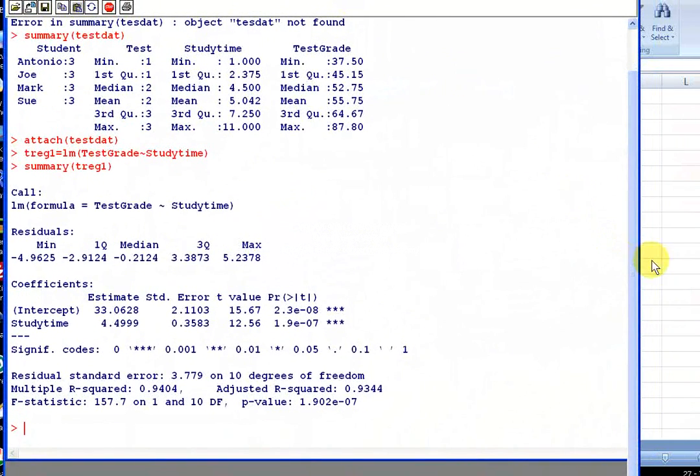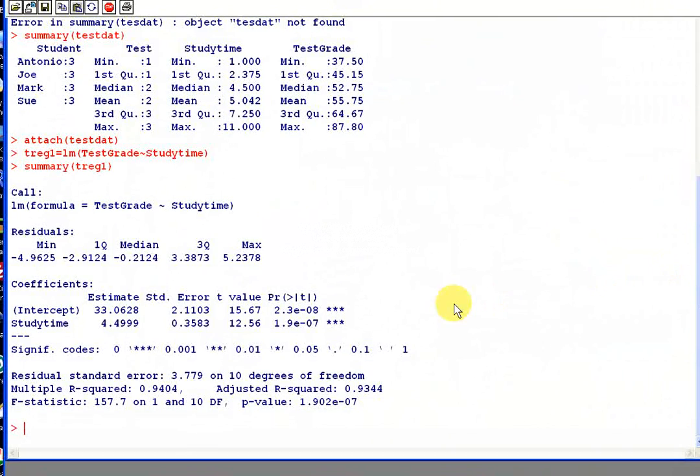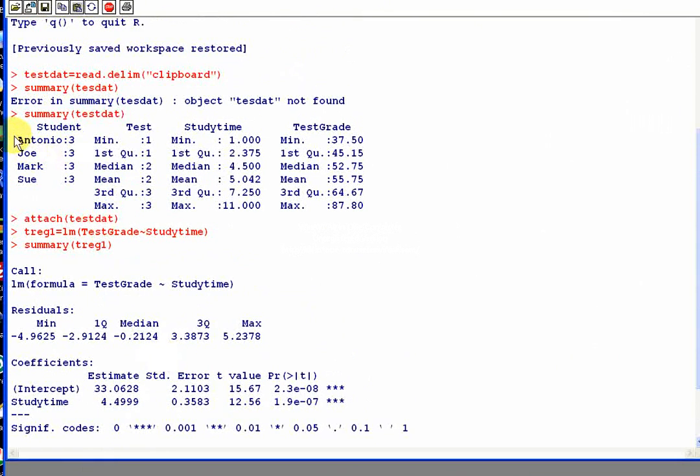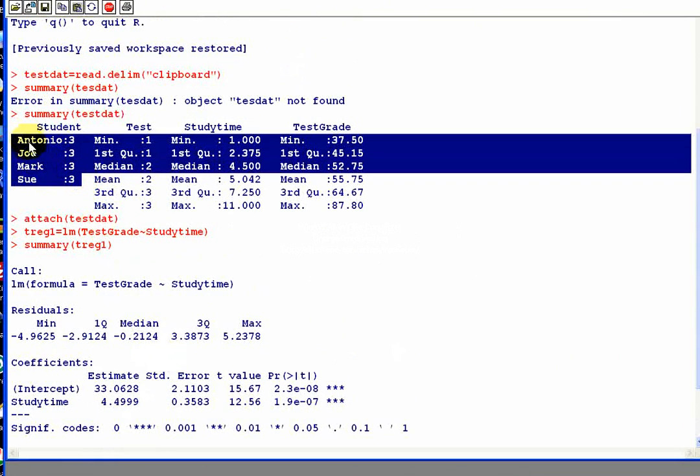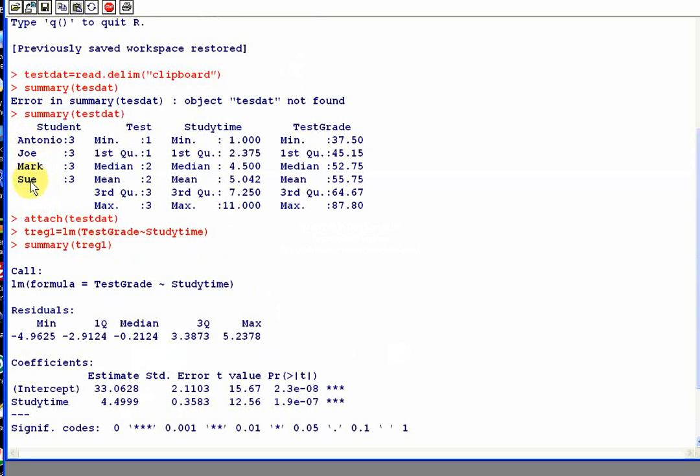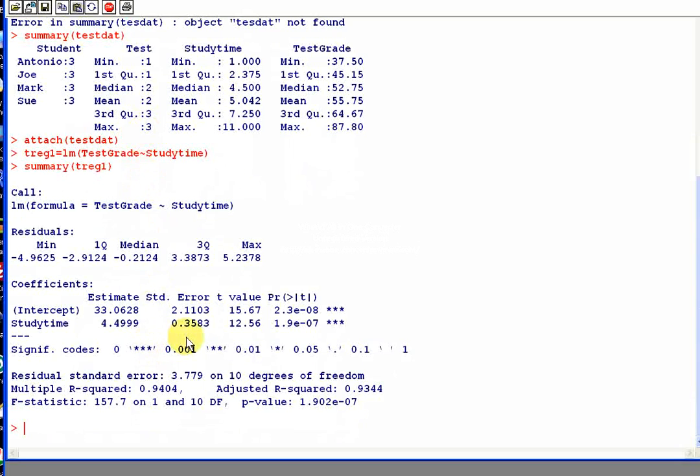And if you're familiar with R, you probably already know this. Any variable that is a word, that is a qualitative variable like Antonio, Joe, Mark, and Sue, R will automatically create dummy variables for you when you run a regression. So we don't have to worry about it. So all we have to do here to include fixed effects for the individuals, I'll give it a new name here, test reg 2, lm, test grade plus another variable, student. Well, which student it is we're talking about is an important variable.